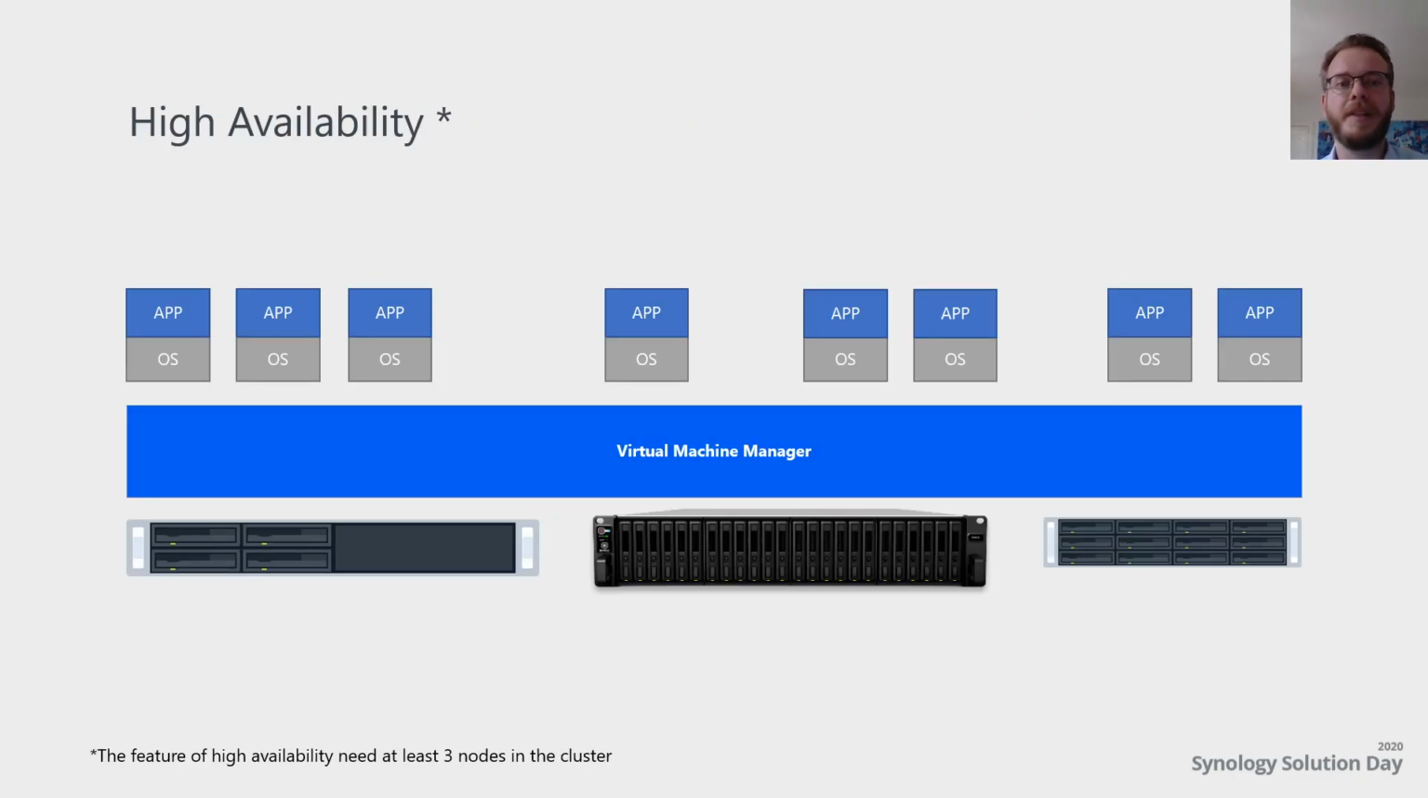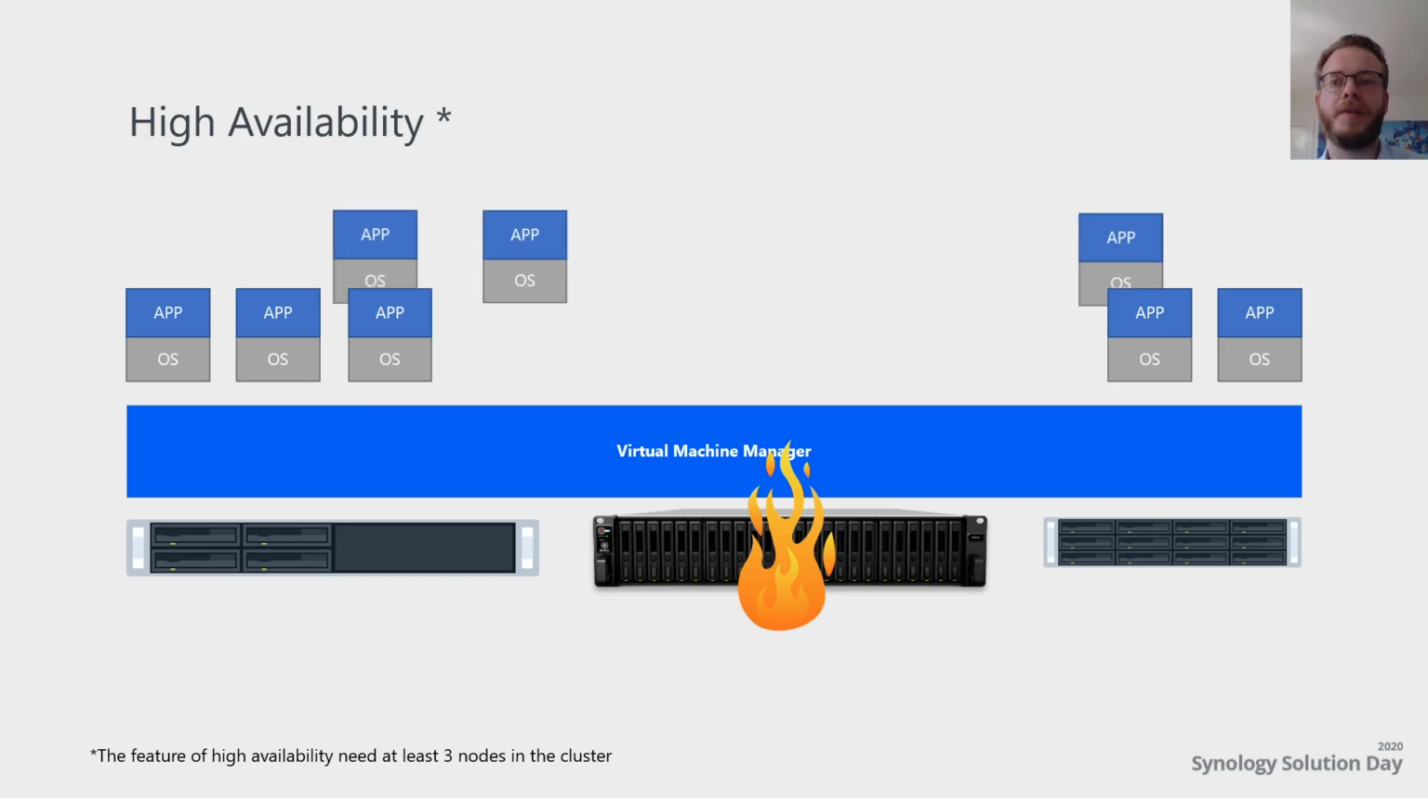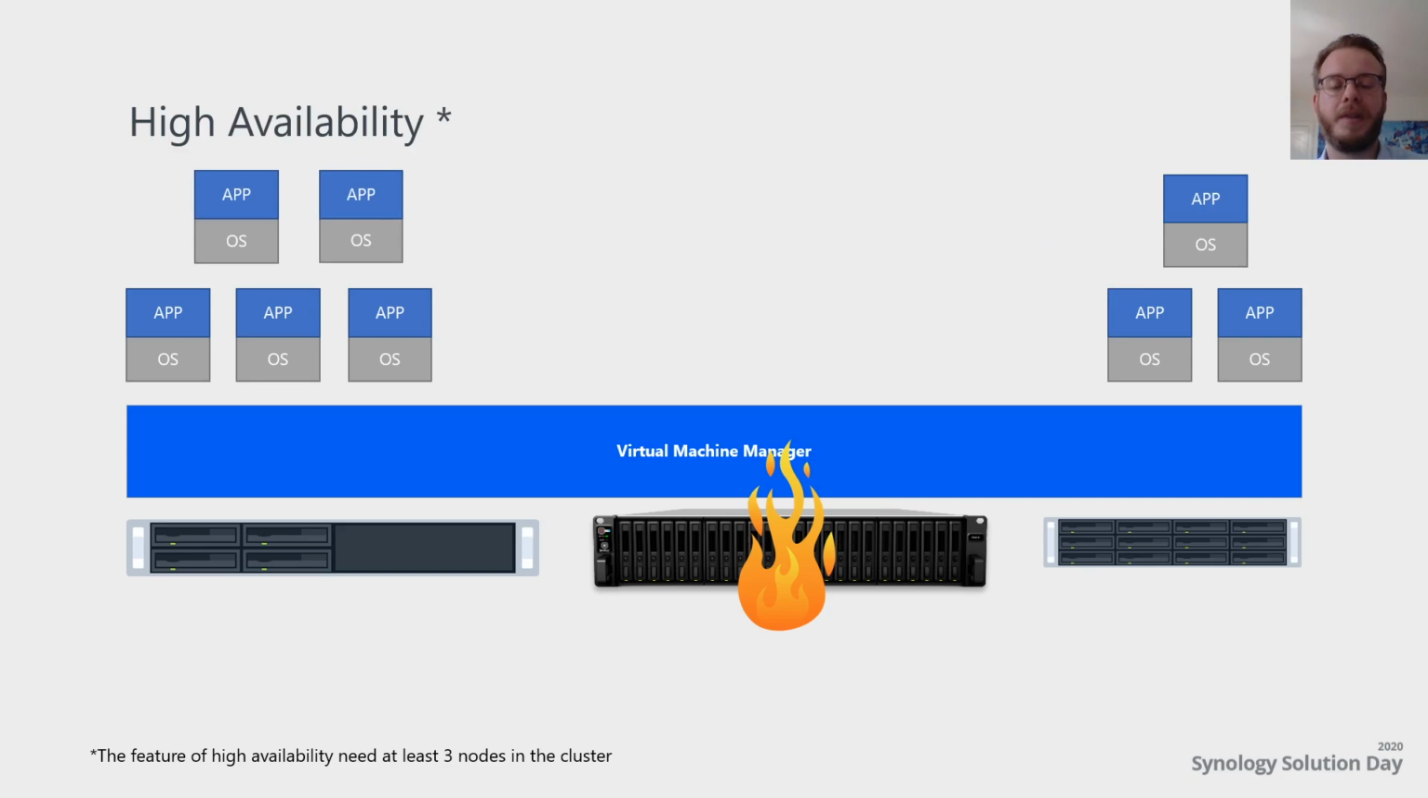The high availability allows you, if one of the servers in the cluster goes down, 1 or 2 or 3 of the other servers in the cluster will automatically take over those virtual machines. So we see here, one of the servers goes down and the other servers will automatically take over the virtual machines running, and this will allow you to not suffer from any downtime whatsoever. And it's a fully automated system.